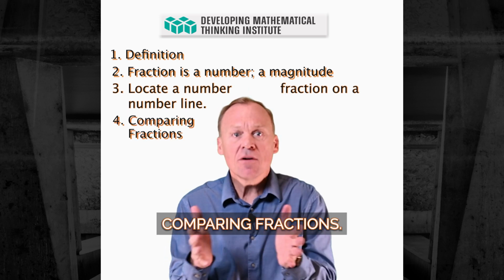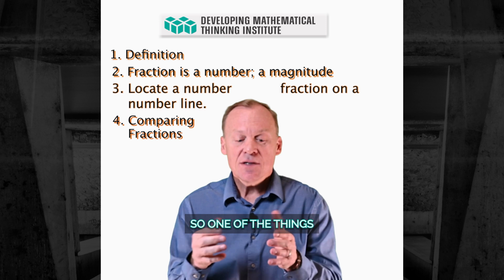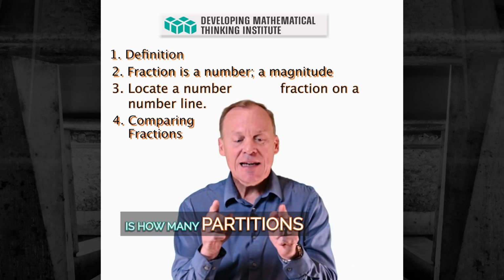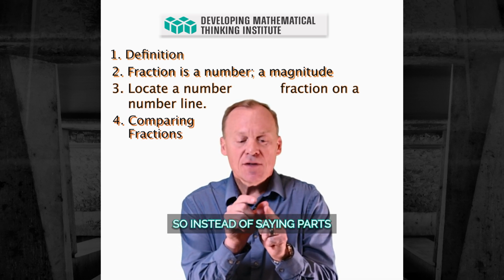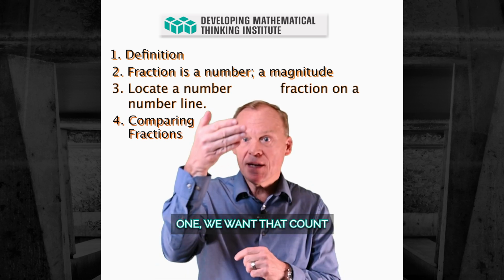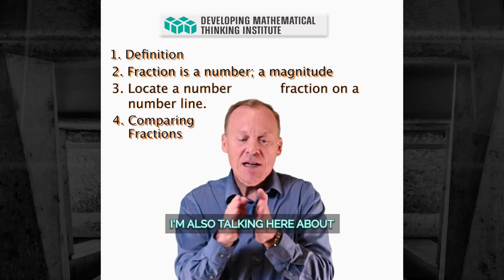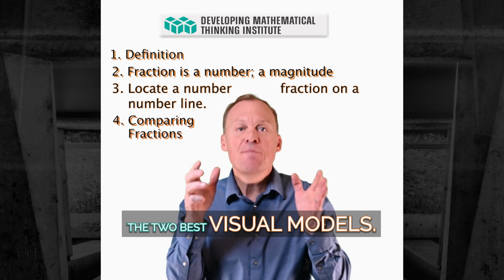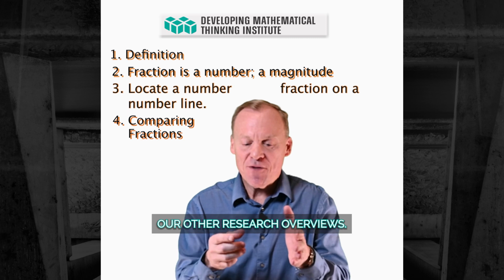The next one is comparing fractions. So understanding a third versus a fourth, the relative sizes. One of the things we talk about when we define that denominator is that the unit size is how many partitions, or how many equivalent units, to get to 1. So instead of saying parts out of a whole, we've changed that for 2 reasons. One, we want that count and unit size, but then what happens when you go past 1? And notice I'm also talking here about visually looking on a number line. The number line and the bar model are the 2 best visual models. If you want to understand why visual models, check out our other research overviews.